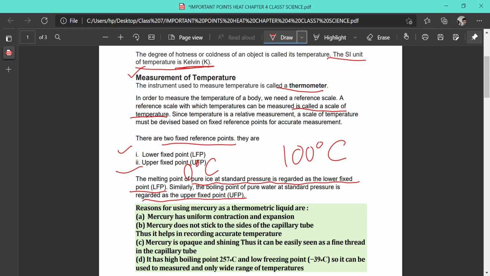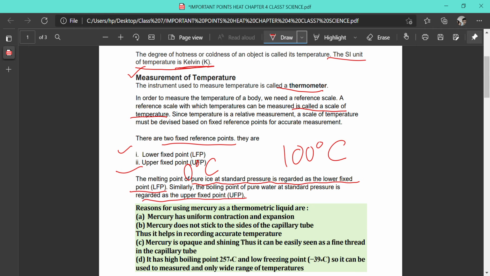We have also learnt that there are different types of thermometers. What are the different types of thermometers we have read? Generally, three types of thermometers we have read. They are the clinical thermometer, the laboratory thermometer, and the maximum and minimum thermometer.